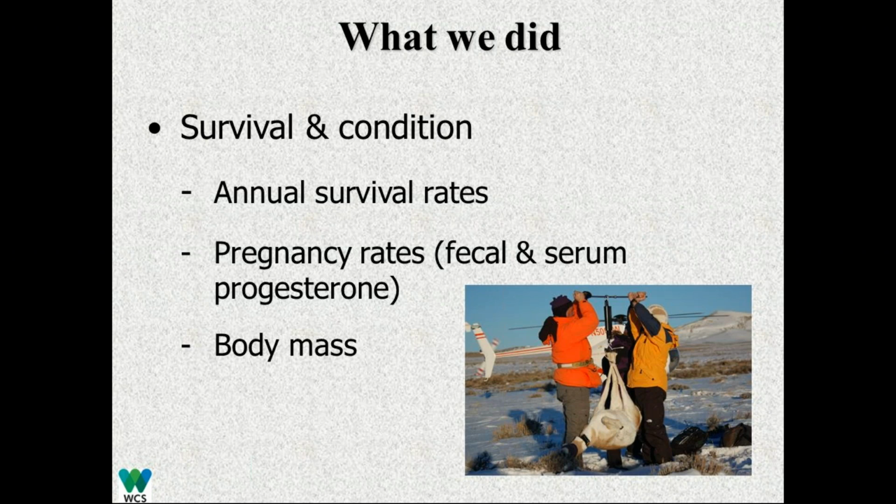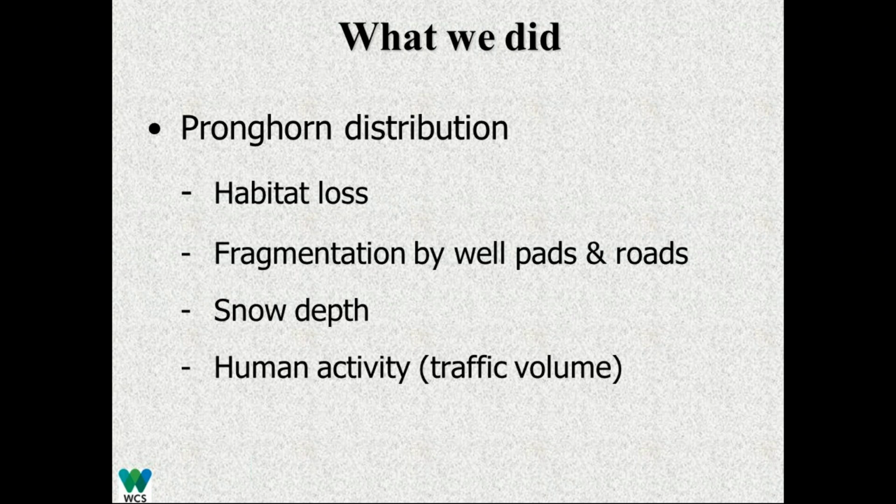We estimated annual survival rates in program MARK, which I'll talk about here in a second. We looked at pregnancy rates using fecal and serum progesterone, and again compared body mass between females in gas fields and not. And then we also wanted to know about pronghorn distribution and resource selection during the winter, looking at factors such as habitat loss and levels of fragmentation by well pads and roads. And then we had to control for snow depth because we know that snow has an overriding influence on pronghorn distribution during the winter, so we had to account for that in our models. And then we also had some measures of human activity such as traffic volume.